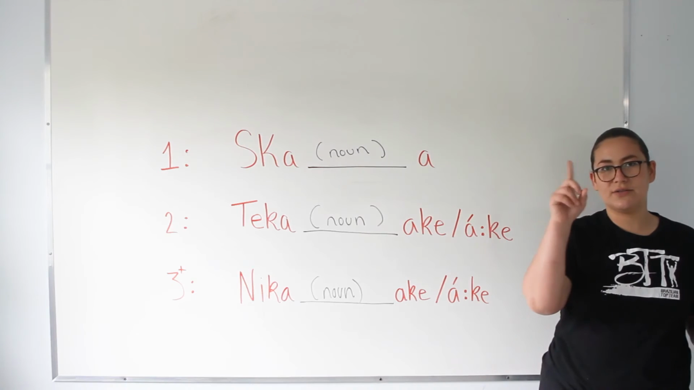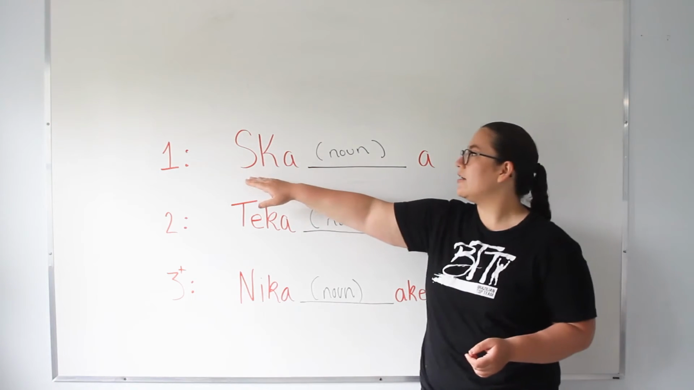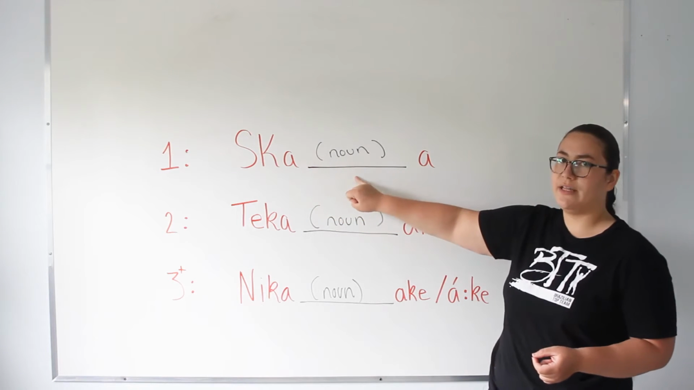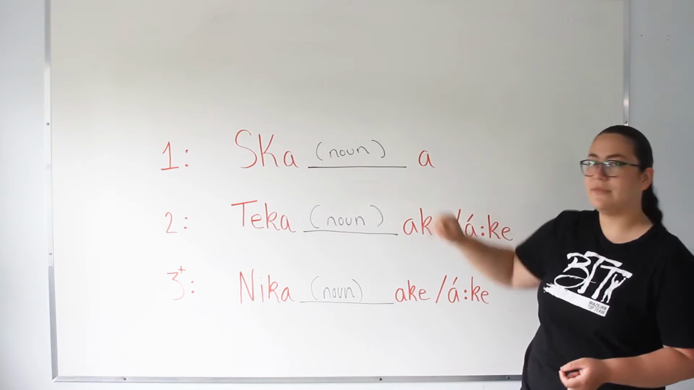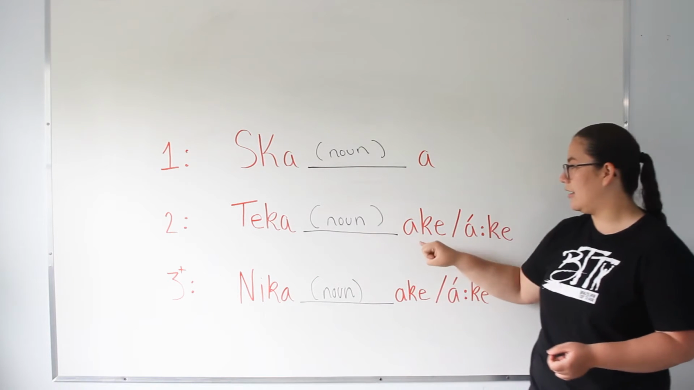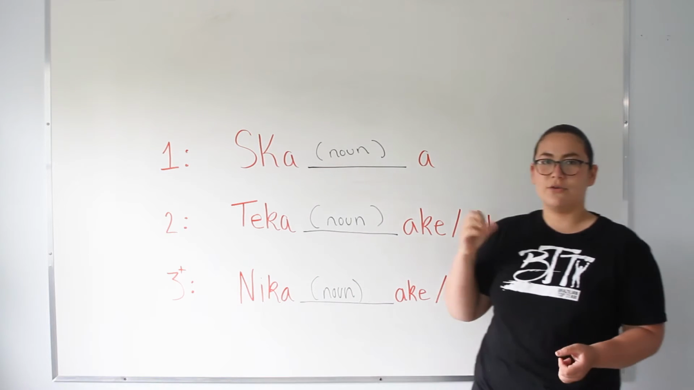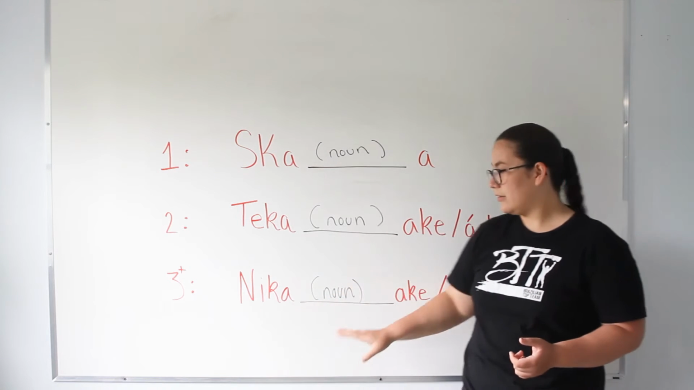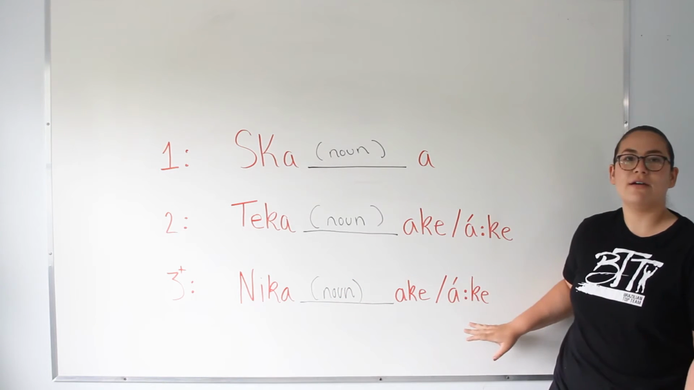So to say that there's one, you would click on ska and then put your noun there, and your ending would be a. To say that there's two of them, it would be dega, noun, and then age or age. So three or more, niga, noun, age, age.